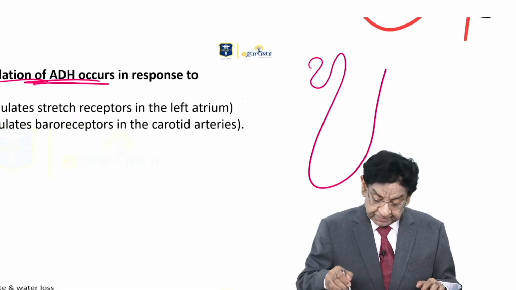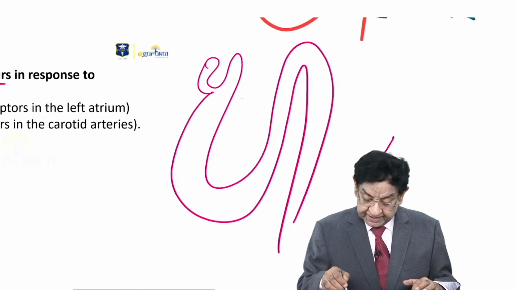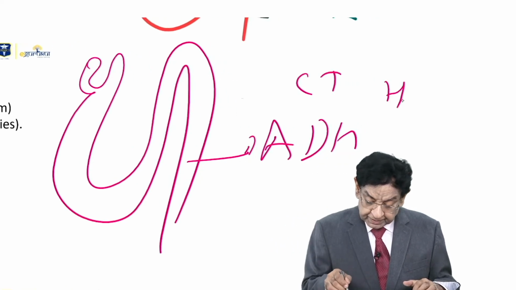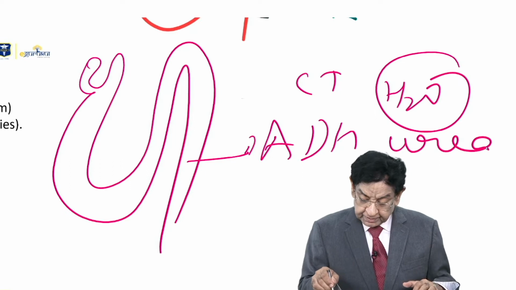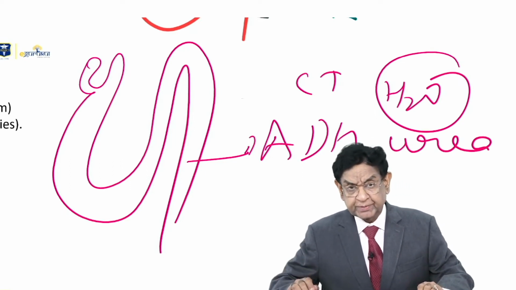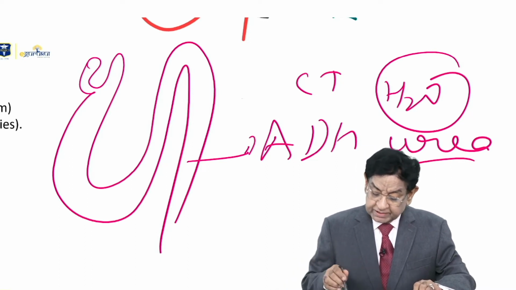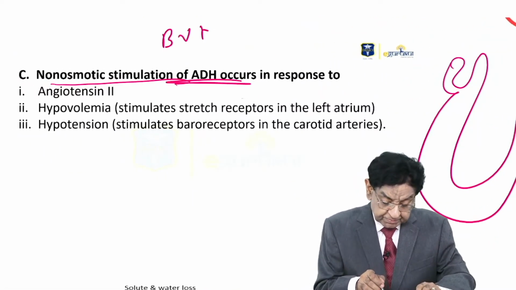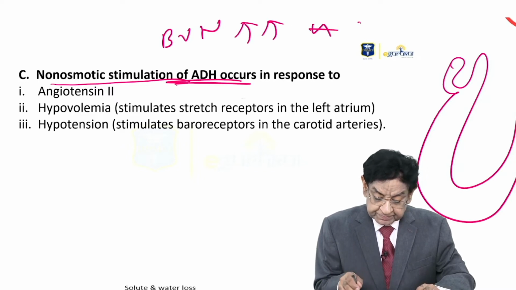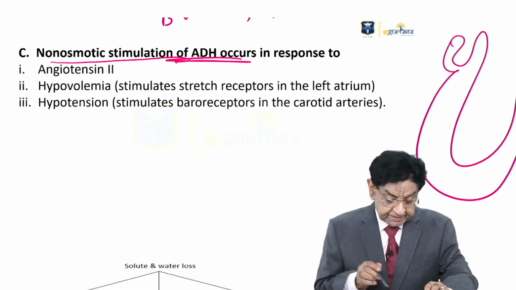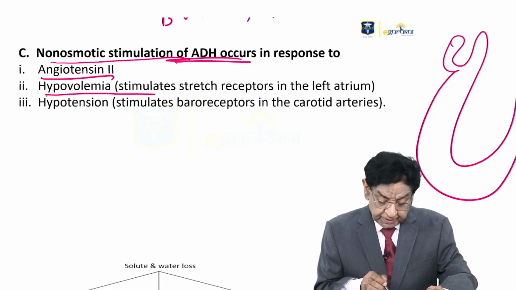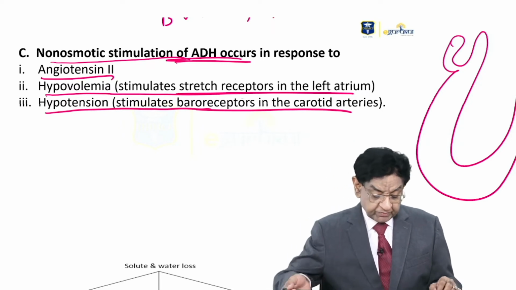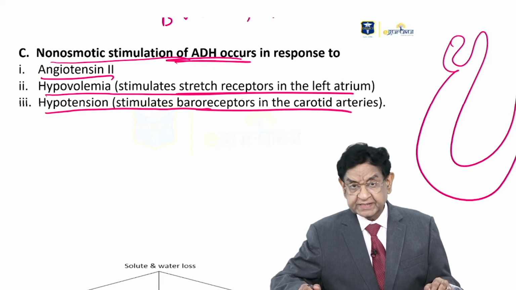Again the nephron. We know very well that ADH acts in the collecting tubule. It absorbs water, and it also absorbs urea. ADH has no role in the absorption of sodium, but it absorbs water and urea, and that's the reason BUN is much more than creatinine. Non-osmotic stimulation of ADH occurs due to angiotensin 2. Hypovolemia stimulates stretch receptors in the left atrium. Hypotension stimulates baroreceptors in the carotid artery. These contribute to increased ADH secretion.